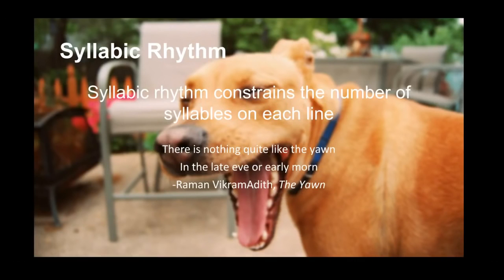You can use syllables to create rhythm by deliberately choosing the number of syllables in each line. Take a look at the snippet from one of my poems. There's nothing quite like the yawn in the late eve or early morn. Each line contains 8 syllables, creating a uniform rhythm.